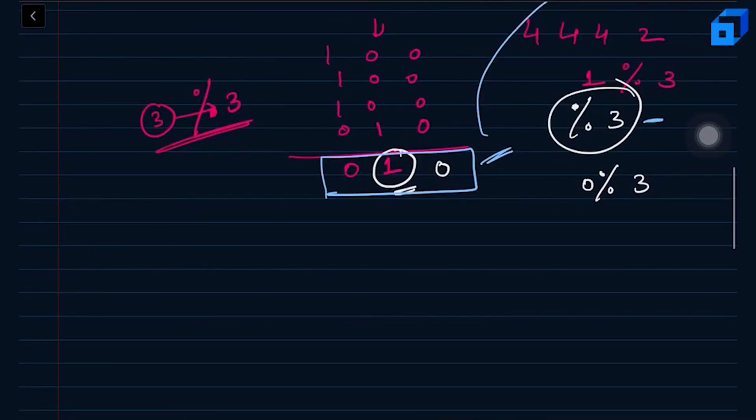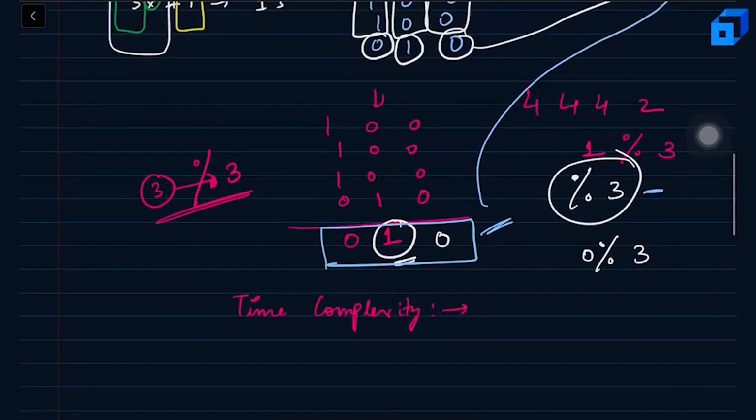Now, what will be the time complexity? You will see here that we are taking n bit numbers, and we are going over each bit and calculating its sum. So the time complexity here is going to be order of n.